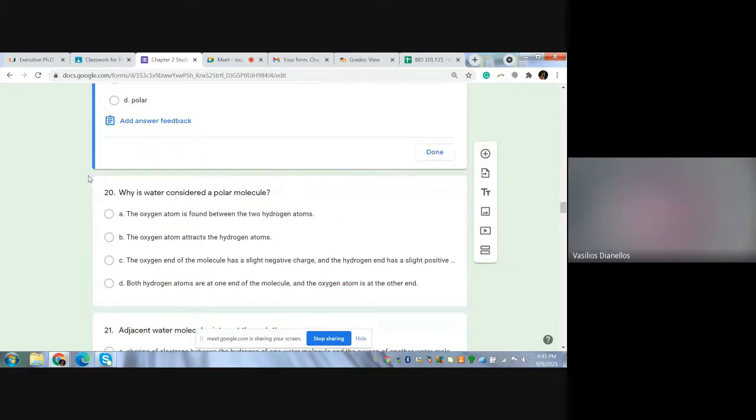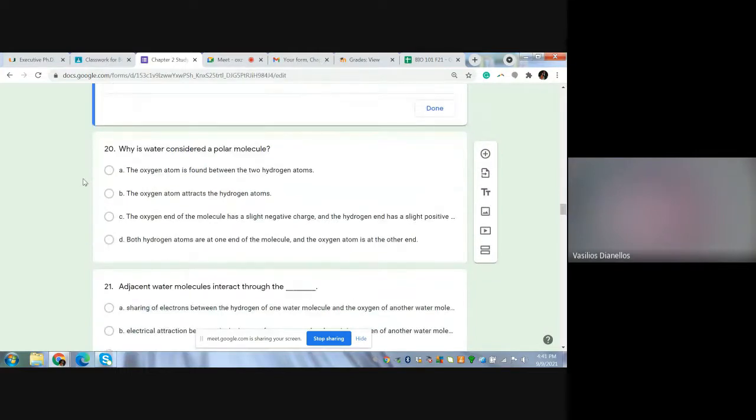Number 20, we already talked about this just a second ago. Why is water a polar molecule? The most common wrong answer, and I like it because it was on the right track, was both hydrogen atoms are at one end of the molecule and oxygen is at the other end. That is a true statement, and that is part of the reason. But more importantly, the oxygen end of the molecule has a slight negative charge and the hydrogen end has a slight positive charge. So at least if you got D, you should feel good about yourself because that was a true statement. And if it wasn't for that, then we wouldn't have the fact that one end is more negative and one is more positive. But the proper answer is C. So any questions about number 20?